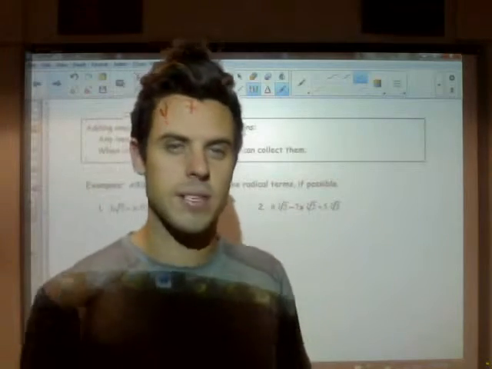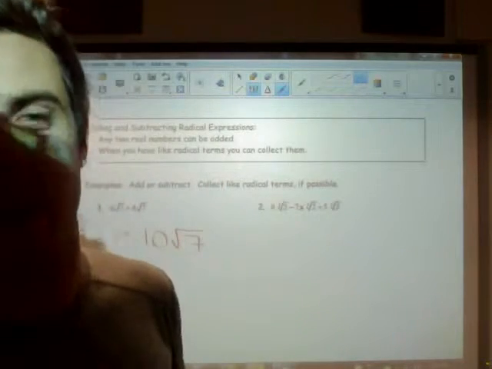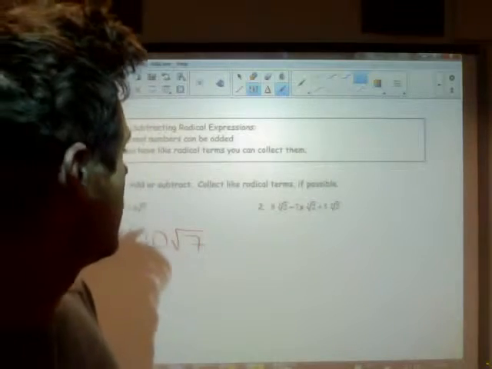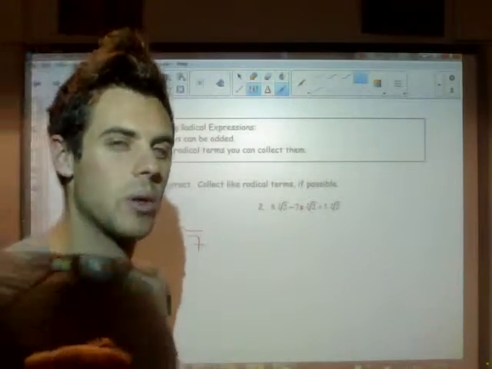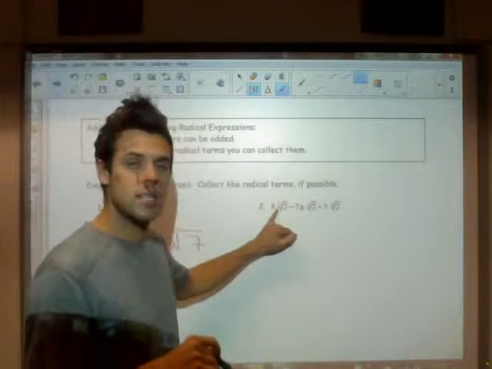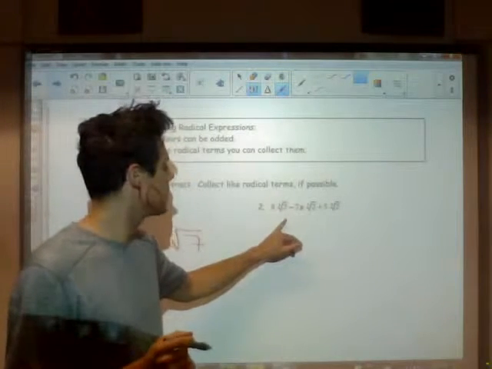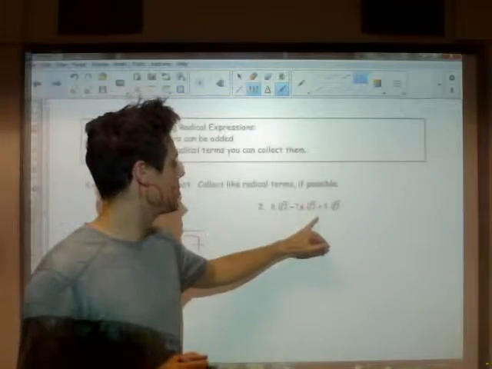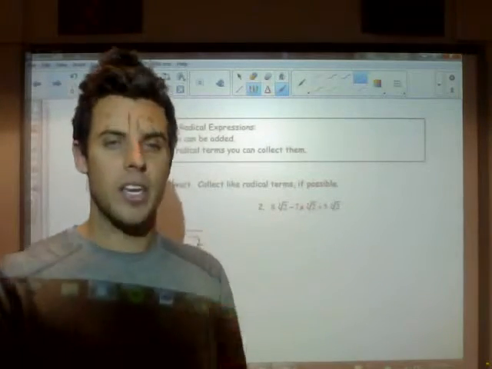Okay, I just went to my 7x and I just made it a 7. That x isn't supposed to be there. Who wrote this? Funny way of reading this one, we're going to do it the same way. This is 8 cube root of 2's minus 7 cube root of 2's plus 5 cube root of 2's.